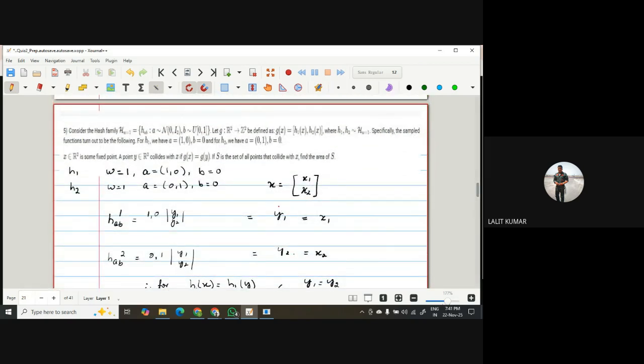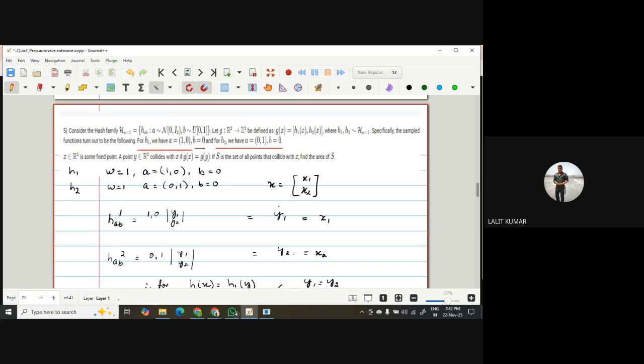Consider the hash. Again, hash is there. We define specifically this. For H1, we have got A is equal to 1, 0, B is equal to 0. For the next hash function, we have got A is equal to 0, 1, B is equal to 0. Now, X belonging to R2 is some fixed point. A point Y belonging to R2 collides with X if Gx is equal to Gy. If S is the set of all points that collide with X, find the area of S.